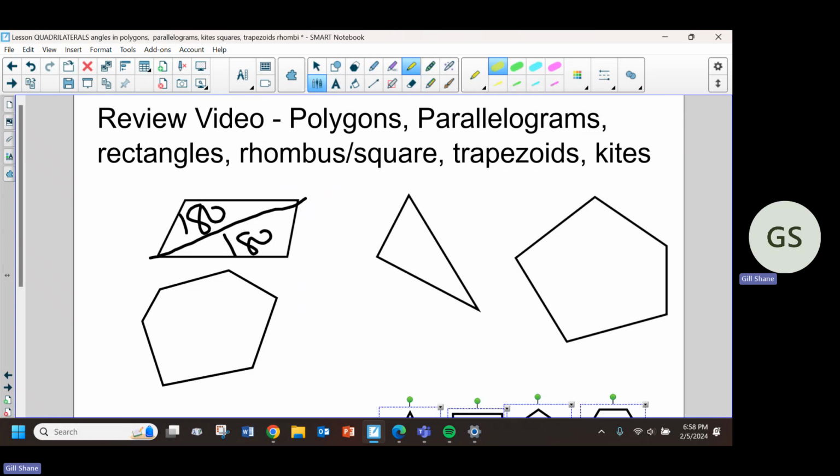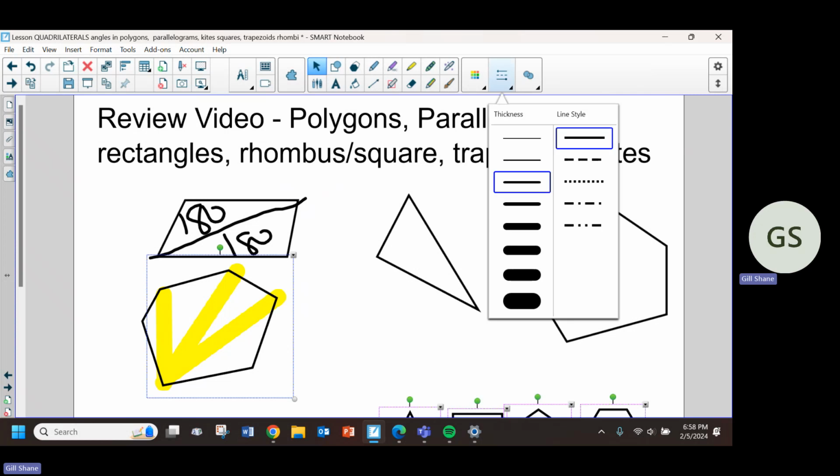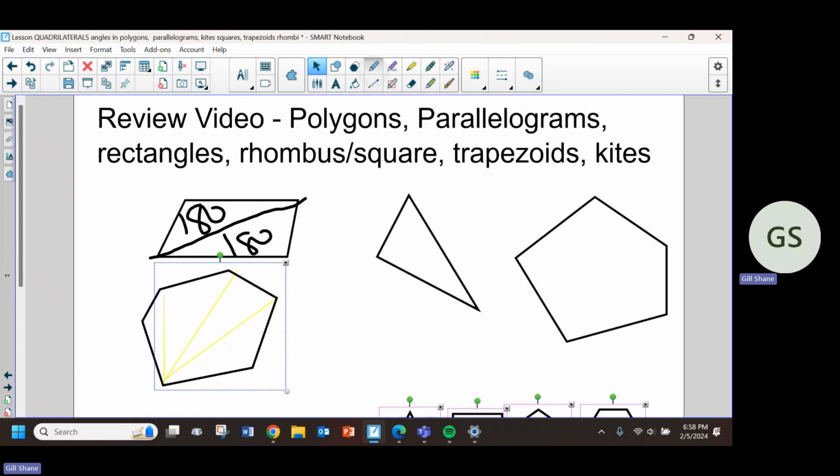Now, if we took that and we did it here, we could draw one there. Oh, I didn't mean for that to be such a fat line, but that's fine. So now we have those three lines, and drawing in those three lines again creates multiple triangles. 1, 2, 3, 4 triangles.